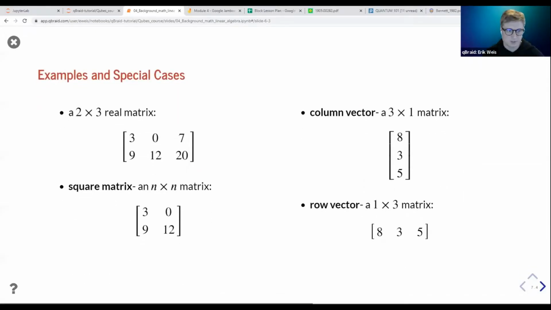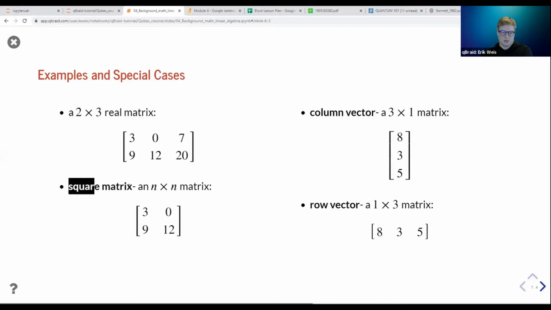Okay, so let's look at a few examples of matrices. We have a 2 by 3 real matrix here. You can see there are 2 rows and 3 columns. And all of the entries in the matrix are real numbers, and so we call that a real matrix.